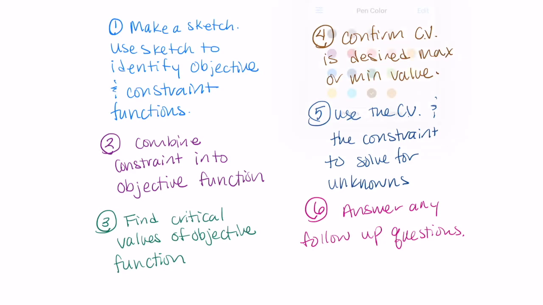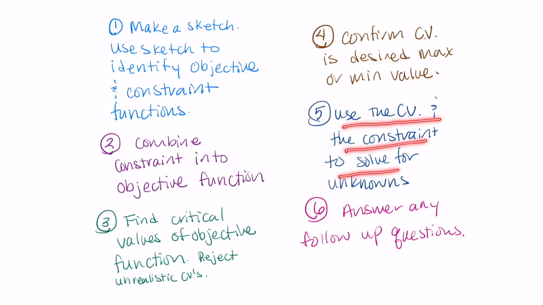I should add here to step 2 that you are required to reject any unrealistic critical values. For example, you cannot have negative fencing for a perimeter. Step 5 then is to use the remaining critical value in the constraint to solve for any unknowns. And then step 6, answer follow-up questions.